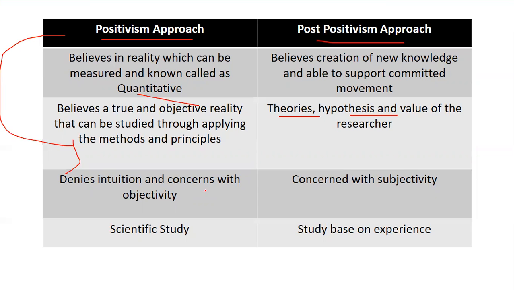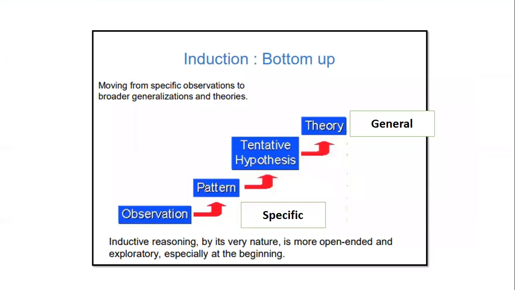Then let's understand the inductive and deductive methods of reasoning. The inductive method is bottom up. It means it starts with an observation, that is, from the specific to the general. Many students still have confusion. They just do rote learning. Please do not do it.